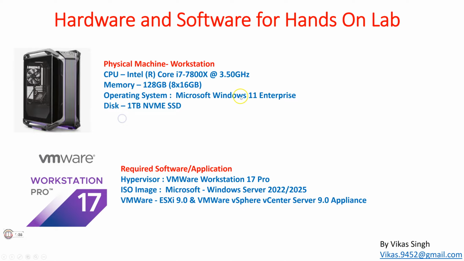Now this is my lab environment physical machine. I have an Extreme series i7 processor and 128 gig of memory on my physical machine. I'm running Windows 11 Enterprise with a 1 TB SSD, and the software requirement is VMware Workstation 17 Pro installed on my physical machine. And then I have the ESXi, vSphere, and Windows images which are required for the lab setup.